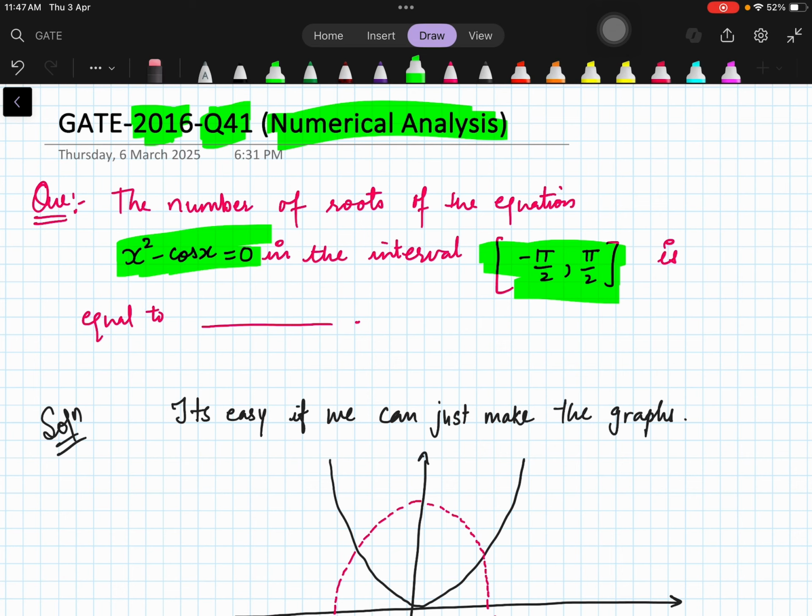of roots. Some students think that this is a polynomial. This is not a polynomial because you have the cos x function here. So this is a transcendental function. So this is not a polynomial equation. So how can we do this?